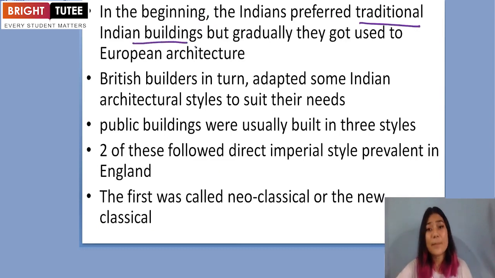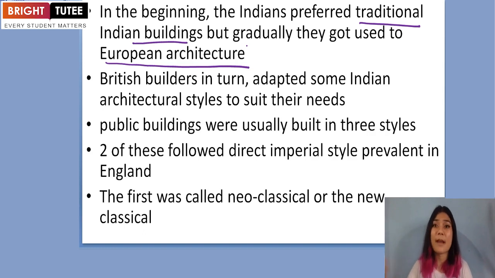Okay. Now, in the beginning, the Indians preferred traditional Indian buildings. As the British were building European-style buildings in Bombay, the Indians were not so bothered and preferred to use the traditional Indian style. But they gradually got influenced by the European architecture, and they used that in their buildings as well. So when the rich merchants built their houses, they built in the European style of architecture.